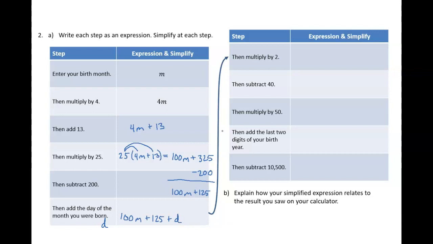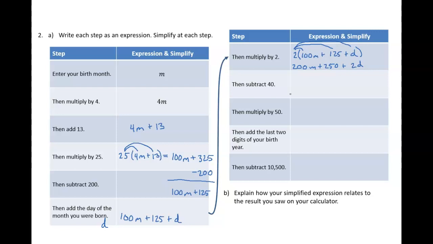All right, now come up here. Next step was to multiply by 2. Okay, so we have 2 times (100m plus 125 plus d). Oh, it looks like we can distribute again. Do some simplification here. So 2 times 100m is 200m. 2 times 125 is 250. 2 times d is 2d.